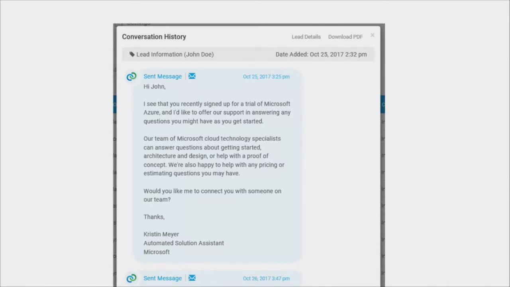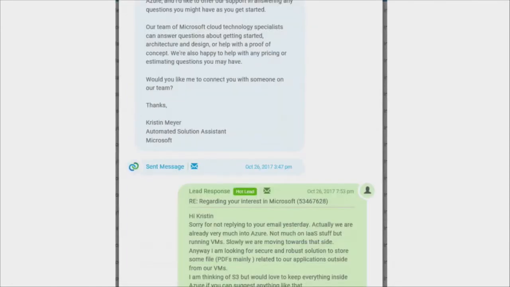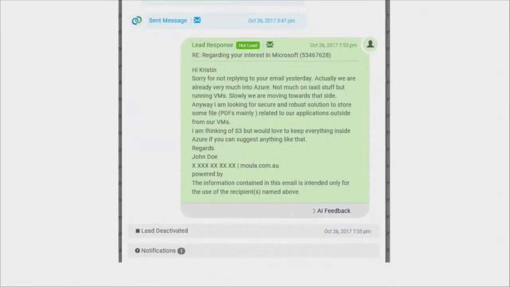This is an example of an email that we sent out to someone who was below the threshold to send to sales. So sales never would have called this person. And the lead responded, hi, sorry for not responding earlier. Actually, we're very much into Azure. We're looking at your competition, but we'd like to keep everything inside of Azure. So this was flagged as a hot lead, and we were able to send it to a seller.